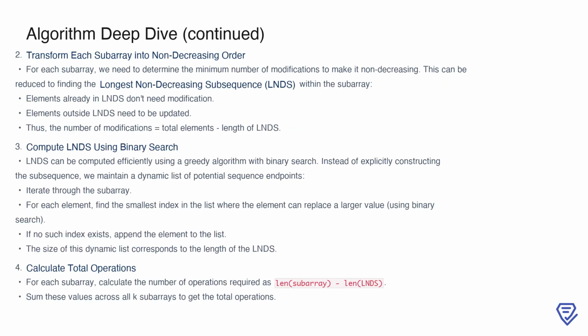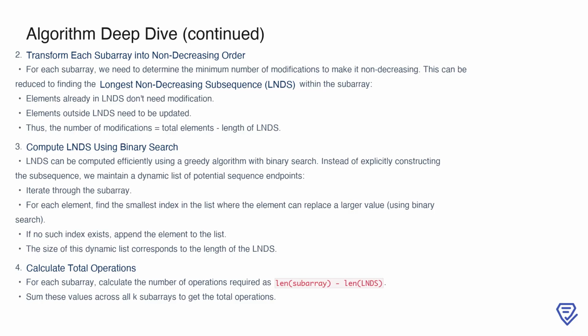After dividing the array into k subarrays, the next step is to transform each subarray so that it becomes non-decreasing. This is where the concept of the longest non-decreasing subsequence, or LNDS, comes into play. The LNDS represents the largest subset of the subarray where the values are in non-decreasing order. Any element already in the LNDS doesn't need to be changed, while elements outside the LNDS do. So, the number of modifications required for a subarray is simply the total number of elements minus the length of the LNDS. To find the LNDS efficiently, we use a greedy algorithm combined with binary search.